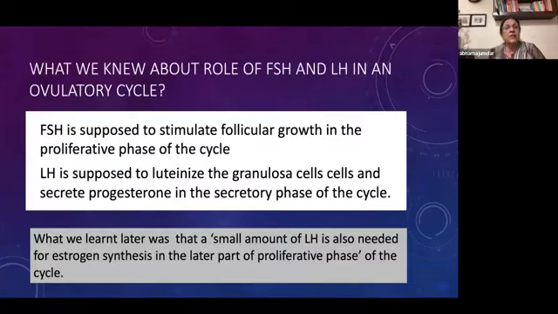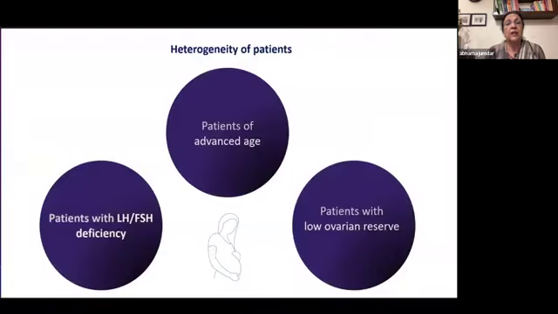Having said that, what did we know? What we knew about the role of FSH and LH in an ovulatory cycle is that FSH is supposed to stimulate follicular growth in the proliferative phase of the cycle. LH is supposed to luteinize the granulosa cells and secrete progesterone in the secretory phase of the cycle. What we learned later on is that a small amount of LH is also needed for estrogen synthesis in the later part of the proliferative phase of the cycle. So LH helps in progesterone secretion in the luteal phase and estrogen secretion in the proliferative phase. This is a very important learning which we all have come to know.